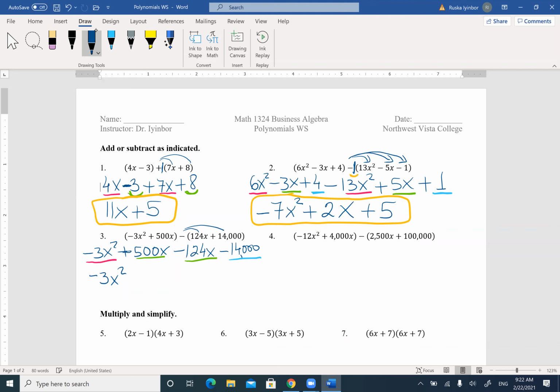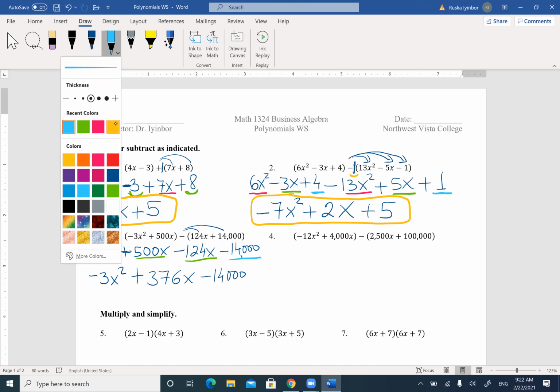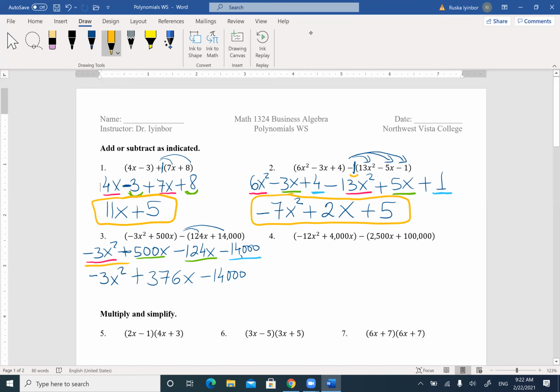Now we're combining 500x. So technically you have to subtract 500 minus 124x. It's going to be plus 376x. And you're going to bring down negative 14,000. Okay? So that's your answer. You're just going to copy x squared, combine the x's, and copy the number. Okay? Nothing else.